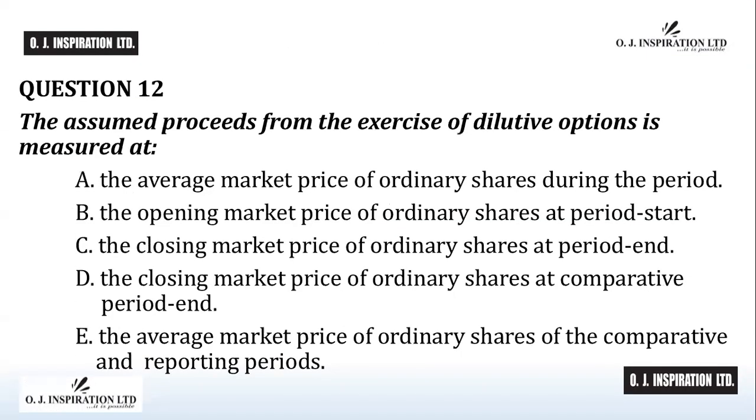Question number 12. The assumed proceeds from the exercise of dilutive options is measured at A. The average market price of ordinary shares during the period. B. The opening market price of ordinary shares at period start. C. The closing market price of ordinary shares at period end. D. The closing market price of ordinary shares at comparative period end. E. The average market price of ordinary shares of the comparative and reporting periods.